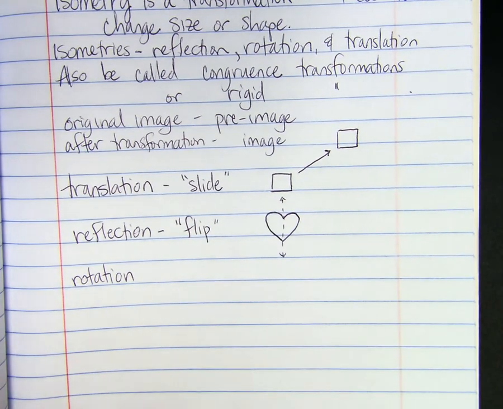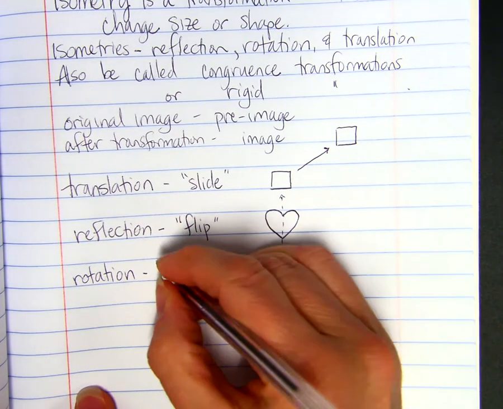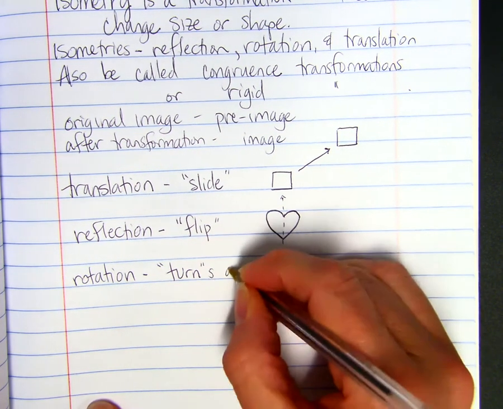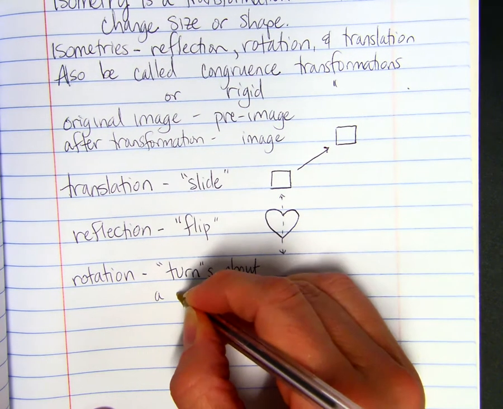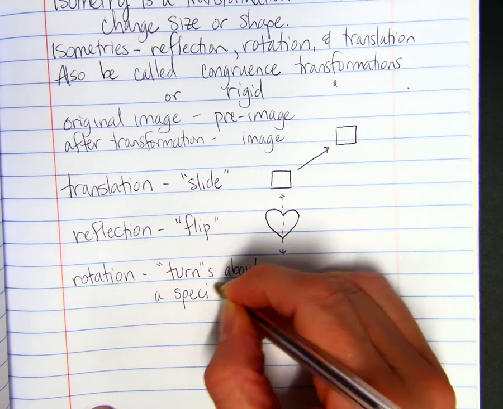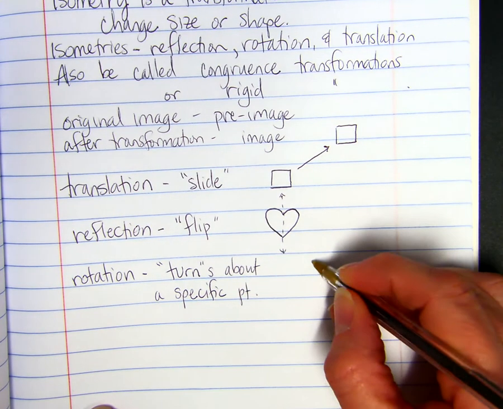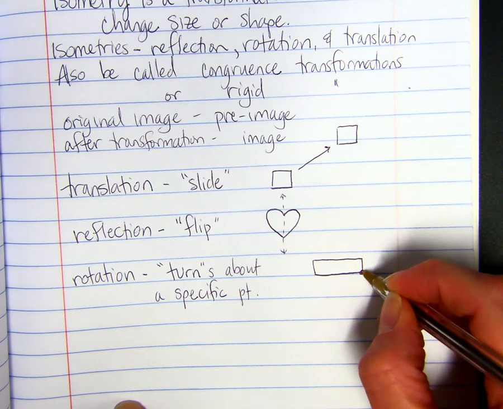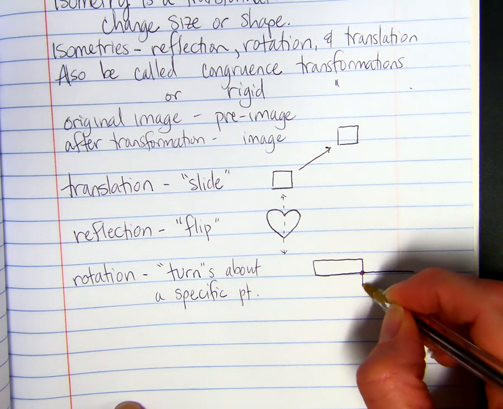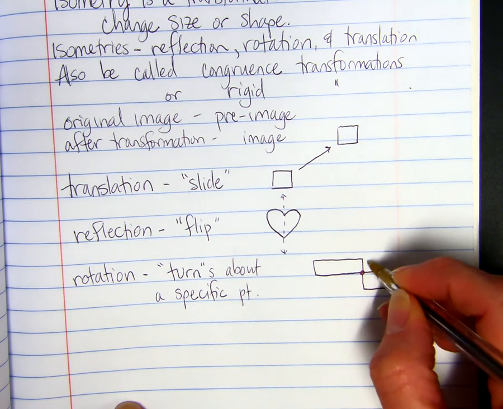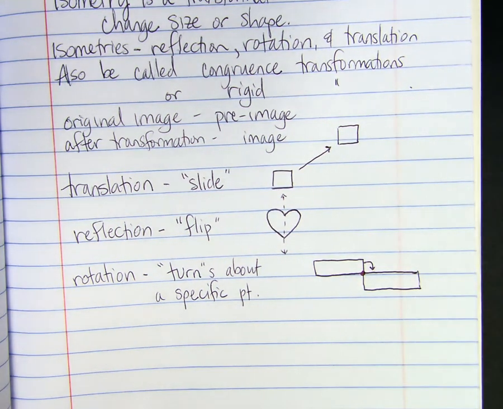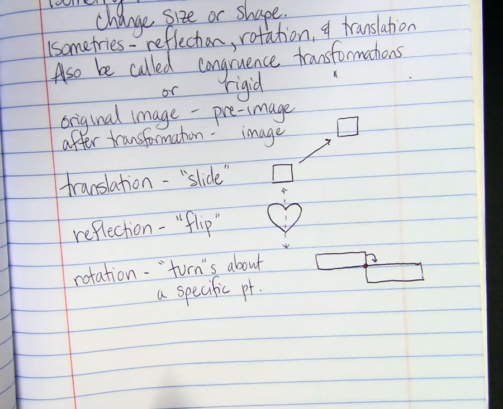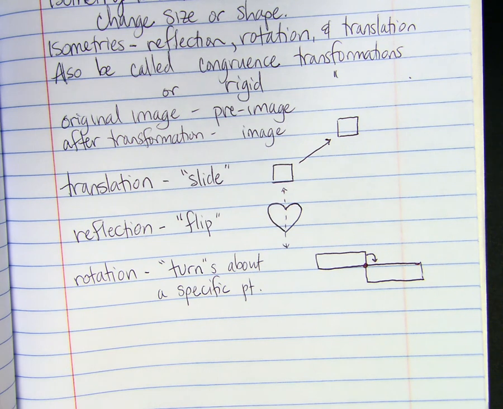Oh. A rotation, the word on the street is turn. But basically, it turns about a specific point. So for instance, if we have this rectangle and we want to turn it about this point, this would be a rotation. Okay, that's the end of the lesson.